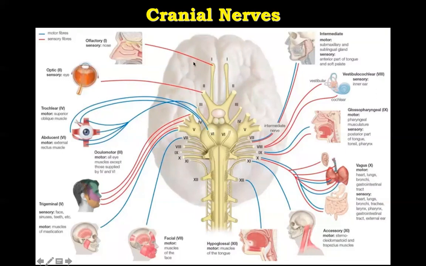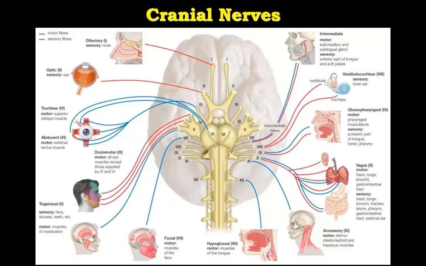The first one you already know from looking at the ventral surface of the brain. They look like antennae. These are the olfactory nerves, they're sensory nerves, and they're cranial nerve 1. Cranial nerves are always numbered with Roman numerals, which can be a little bit confusing if you haven't seen them before. Cranial nerve number 2 is the optic nerve. It's responsible for the sense of vision.